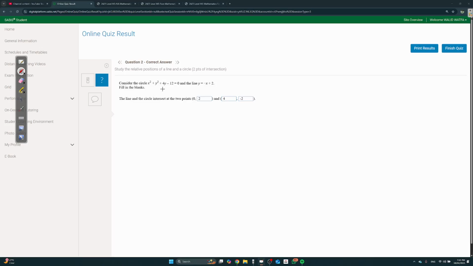Okay, consider this circle and this line. They intersect at 2 points. What are they? So, like I told you, when they give you the equation of a circle and they give you the equation of a line y is equal to minus x plus 2, all you have to do to find the intersection points is just substitute. You know y is minus x plus 2, so substitute it here. So x squared plus y, which is minus x plus 2 squared, plus 4y, which is again minus x plus 2, minus 12 is equal to 0.